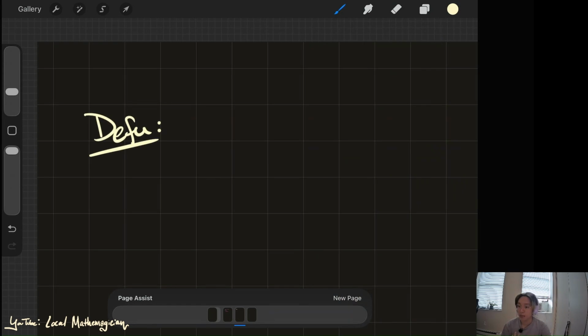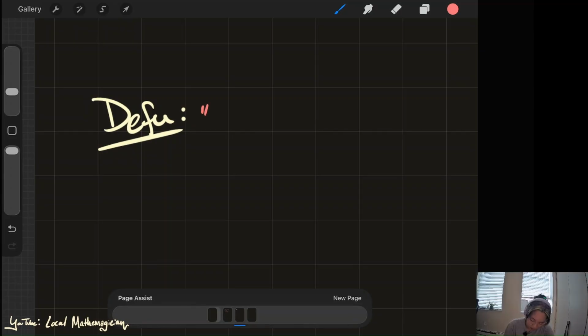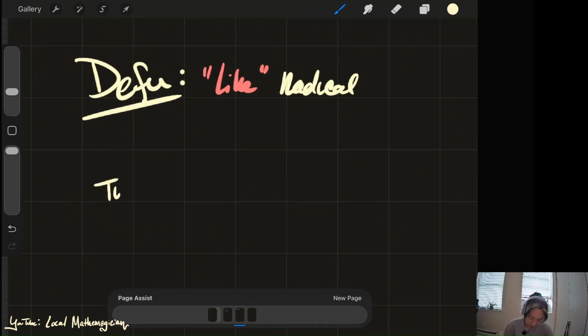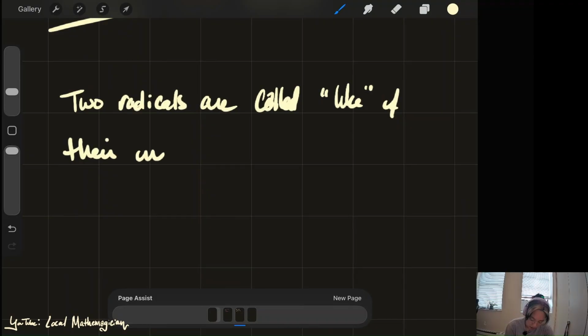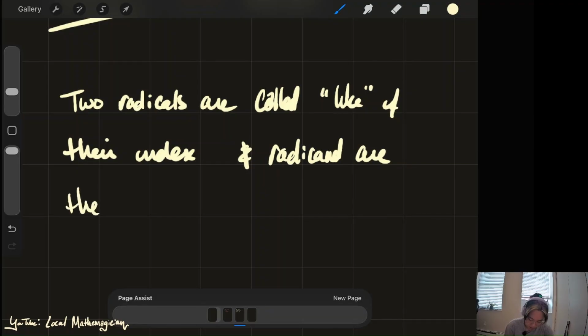Historically, we talk a lot about like terms, and so we'll talk about like terms again in this specific context. Like radicals: two radicals, or many radicals, you can have more than two, are called like if their index and radicand are the same.